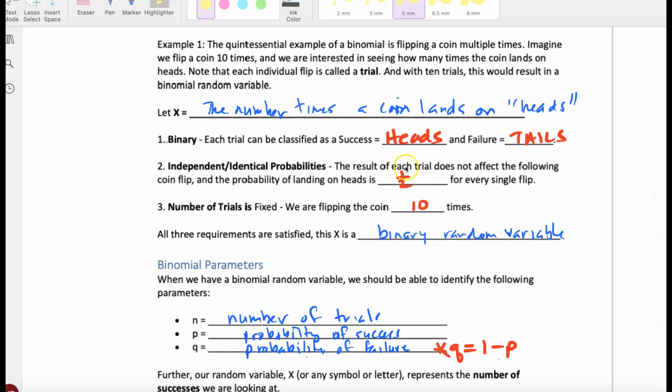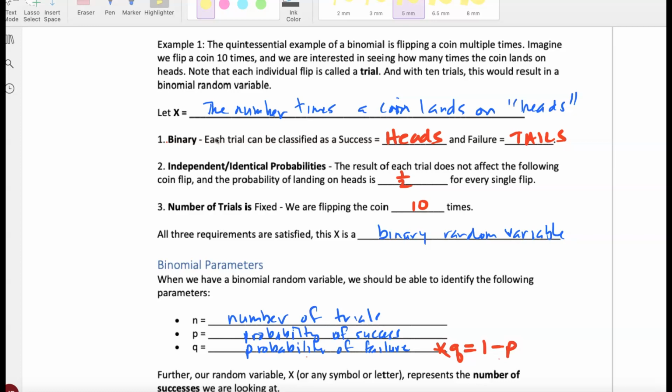Let's take a look at a classic example in binomial random variables. The classic example is flipping a coin, the outcome of flipping a coin. Let the variable be the number of times the coin lands on heads. So that's what we're trying to measure.